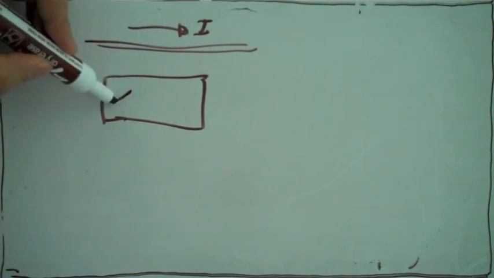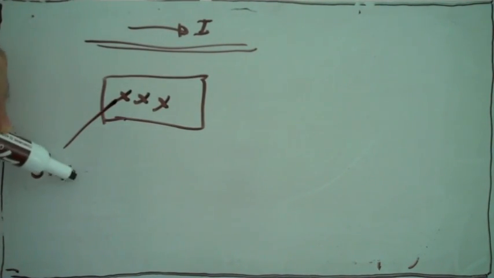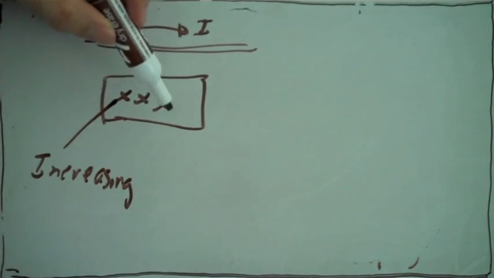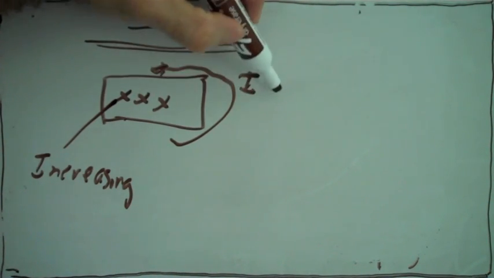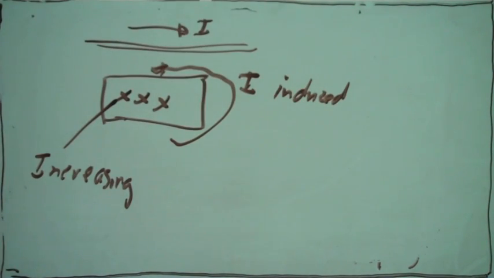So let's look at what's happening. Current is going this way, EMF is induced in this wire. The magnetic field increases in here, so a current is induced in this direction to oppose the change in flux.